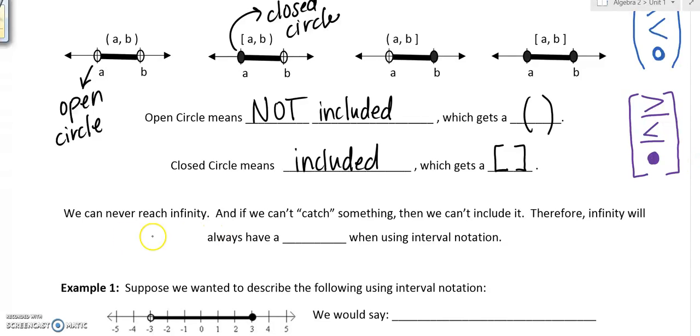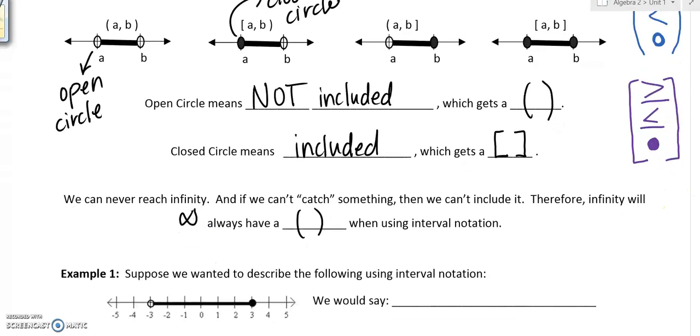Underneath that it says we can never reach infinity. Infinity is that symbol right there. And if we can't catch something, then we can't include it. Therefore, infinity will always have a set of parentheses when using interval notation. So whenever you have this infinity symbol, you're always going to have parentheses. You really don't even have to think about that one.